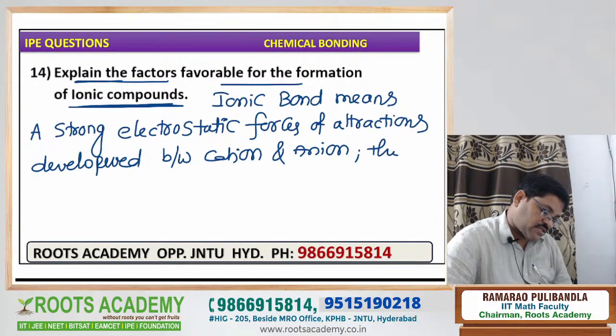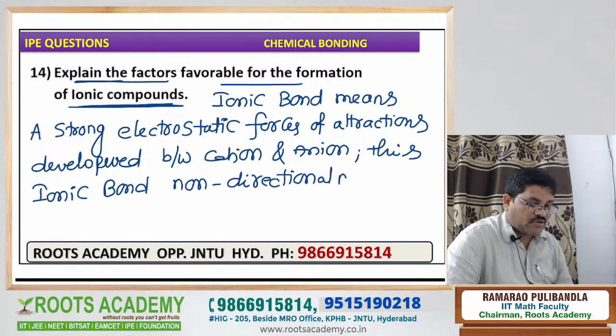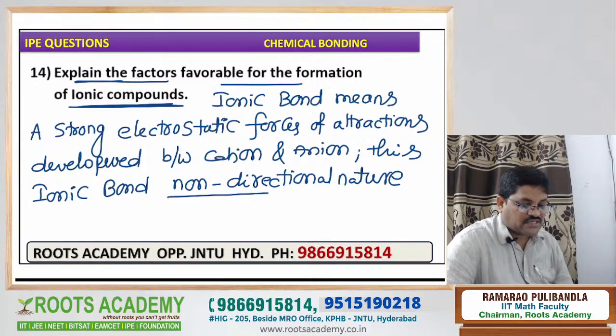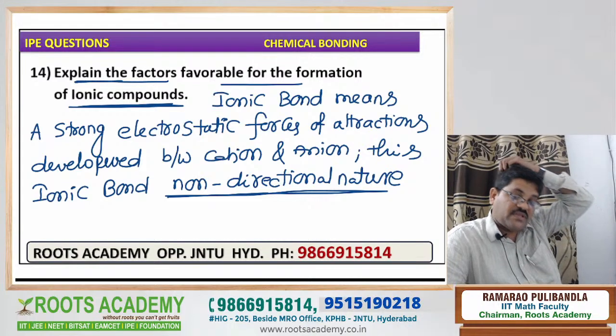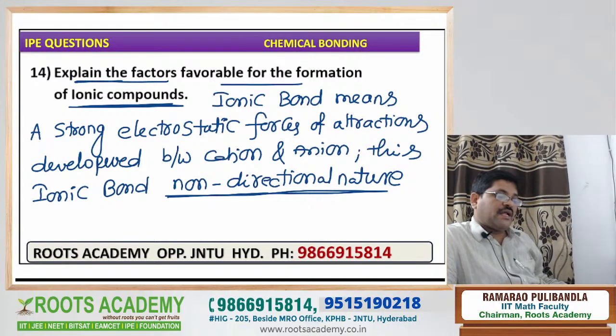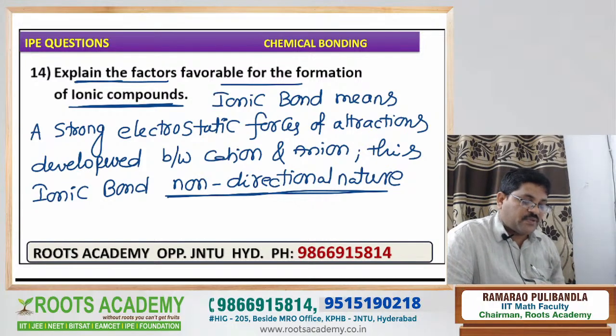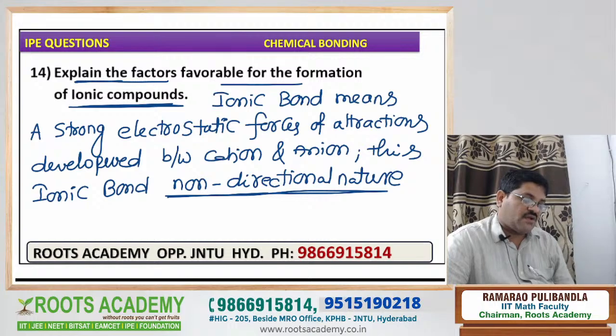This ionic bond is of non-directional nature. This ionic bond is what nature? Non-directional nature, one of the excellent important points. Understood? Repeat the statement once again, students. Ionic bond means a strong electrostatic force of attraction developed between the cation and anion. That is the meaning of ionic bond.